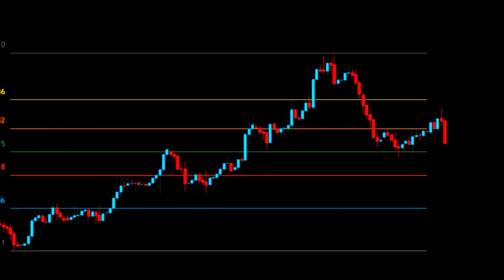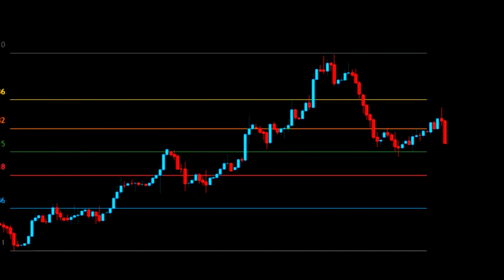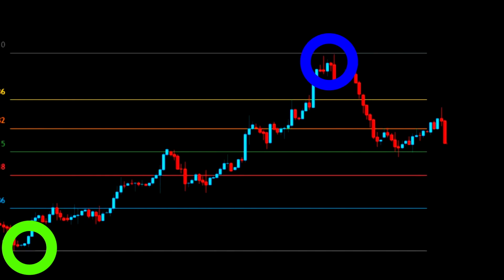Now, as we mentioned earlier, you can plot the Fibonacci tool from any of these swing lows, but you must ensure that you plot it till this swing high. Now, as we are thinking from the perspective of a medium-term and long-term investor, we will plot the Fibonacci tool from this swing low till this swing high.